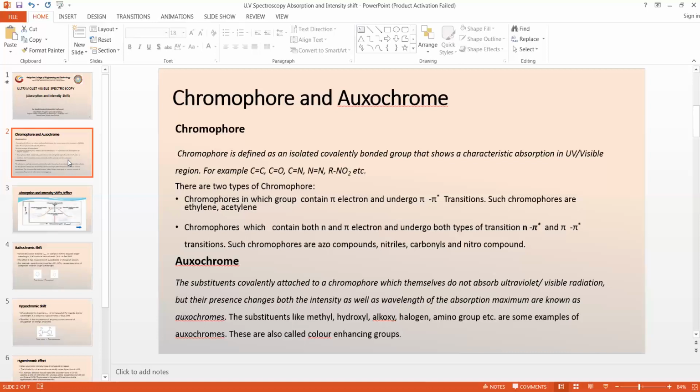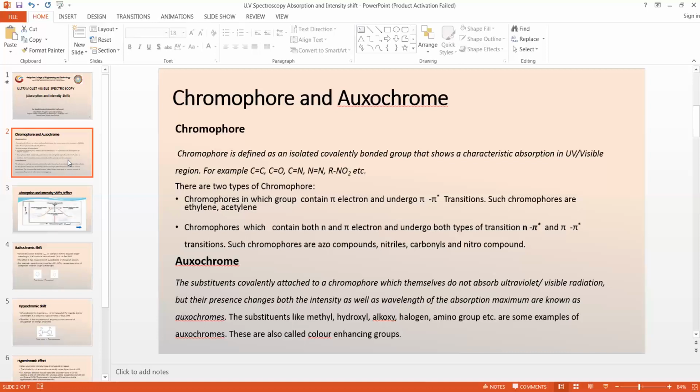The second is oxochrome. As chromophores are color imparting groups, oxochromes are color enhancing groups. It can be defined as any group which does not itself act as a chromophore, but whose presence brings about a shift of the absorption band towards the red end of the spectrum.